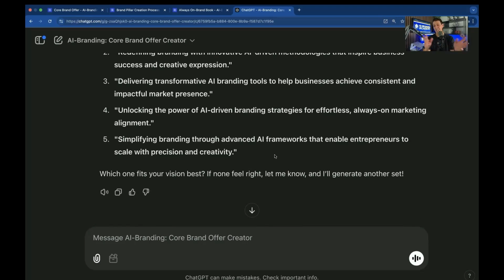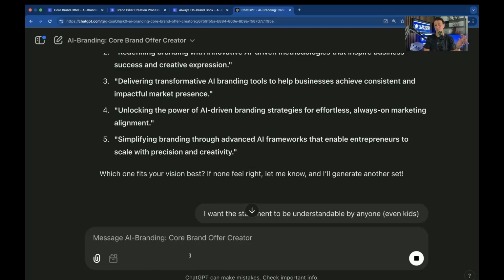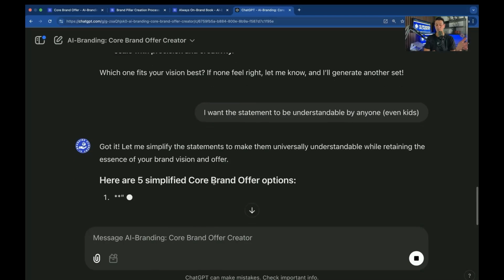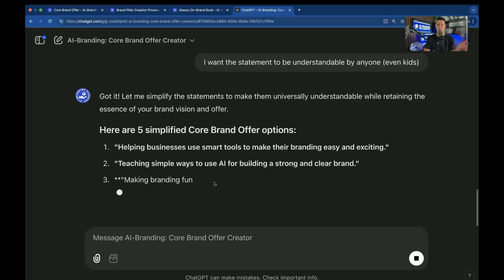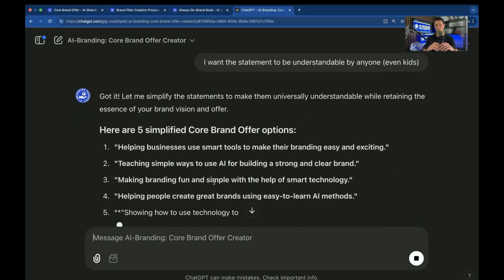Now, these are pretty abstract, and honestly, if you don't know what some of these things are, you're going to be like, I still don't know what you do. So you could always just ask it, say, I want the statement to be understandable by anyone, even kids. Because that's not your target market. But again, the simpler you make it to explain what you do, the better off you're going to be. We only have a few seconds to capture attention. Remember that. So: helping businesses use smart tools to make their branding easy and exciting. It's actually a really good statement.